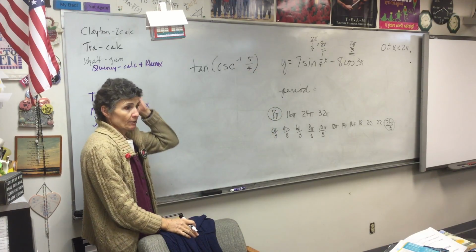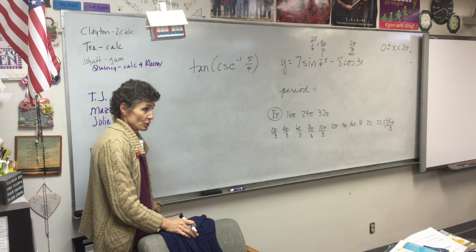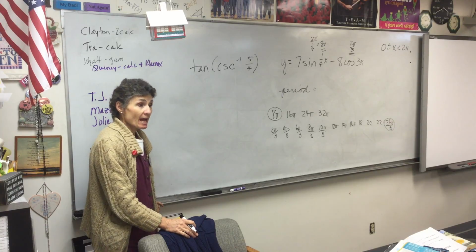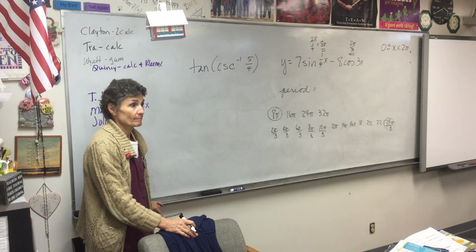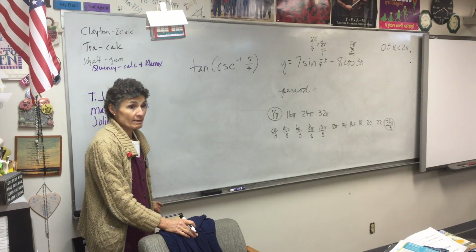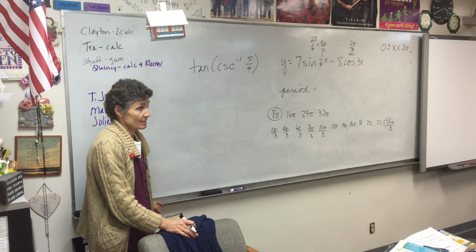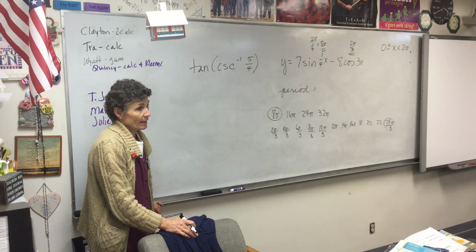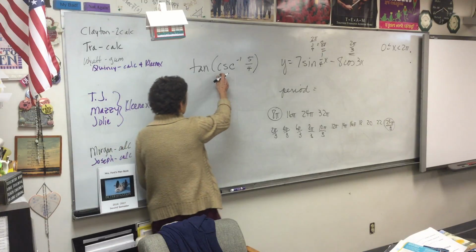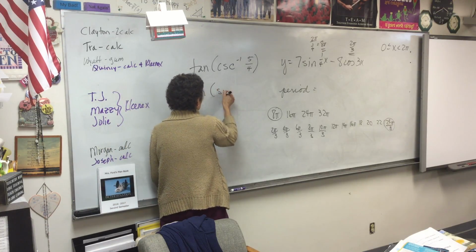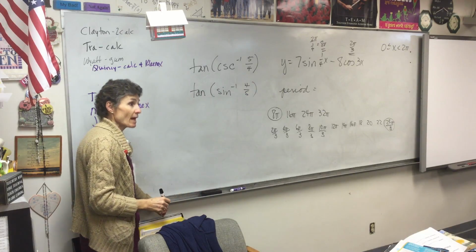All right, no calculator. What's this say? Find the tangent of the angle whose cosecant is 5/4, right? So what am I going to do first? I'm not going to deal with cosecant. I can't deal with cosecant. I don't have any rules for cosecant. So I got to think about this as the angle whose sine is 4/5. Is that true? Now that I can deal with.